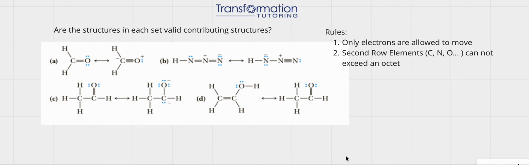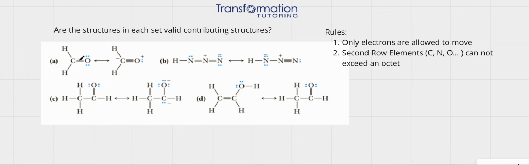The second rule is that second row elements such as carbon, nitrogen, and oxygen cannot exceed an octet. They cannot have more than 8 electrons. So if we notice that an element has more than 8 electrons, then we know that this is not a valid contributing structure for the resonance. Let's go ahead and get started.